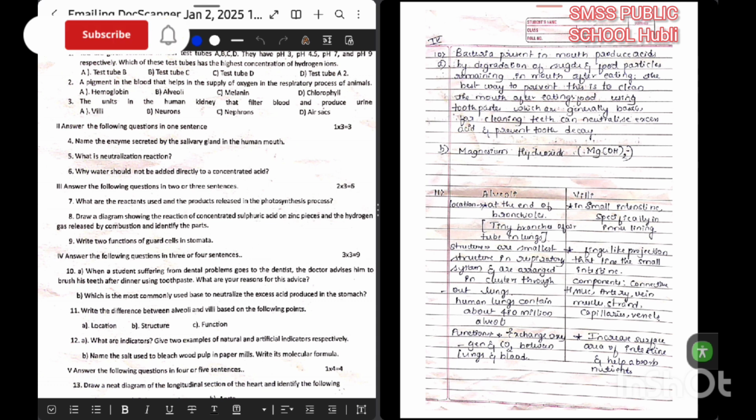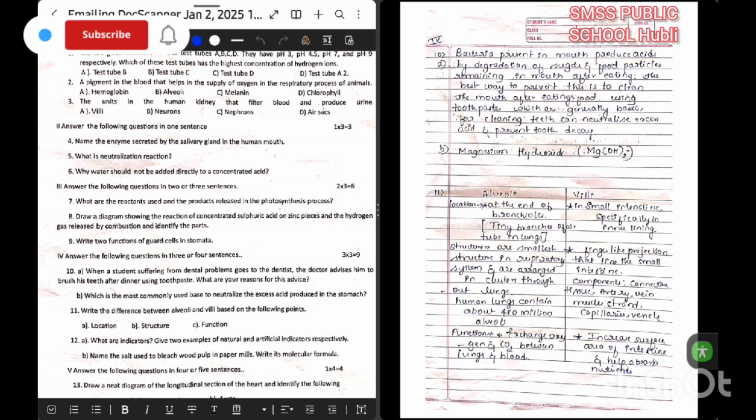So answer the following questions in 3 or 4 sentences. So here the 10th question, in A: when a student suffering from a dental problem goes to the dentist, the doctor advises him to brush his teeth after dinner using toothpaste. What are your reasons for this advice? So in this question, understand, student, in science there will be questions that they have asked indirectly, so you need to tell the scientific reasons why they have given this kind of advice. So you need to mention the correct terminology in order to frame these kinds of answers.